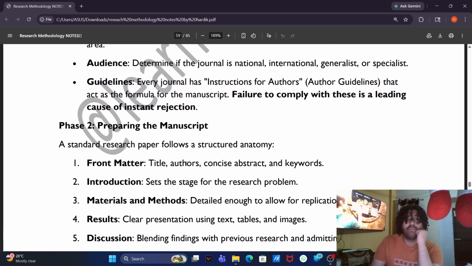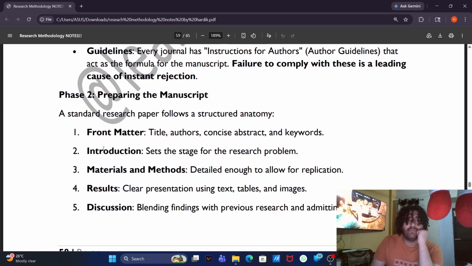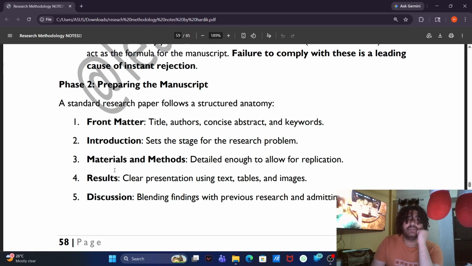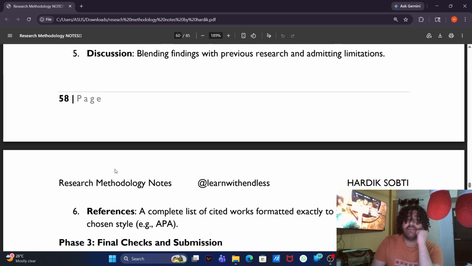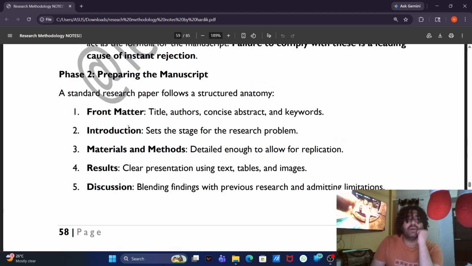Phase 2. Preparing the manuscript. A standard research paper follows a structured anatomy, and these include front matter, introduction, materials and methods, results, discussion, and references. Let's do them one by one. Front matter: titles, authors, concise abstracts, and keywords.